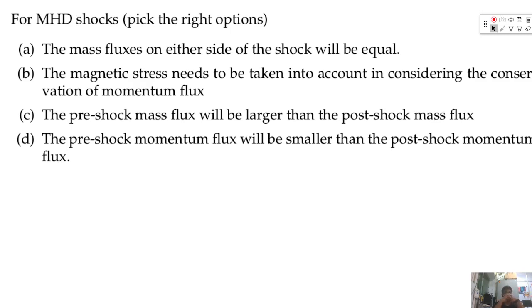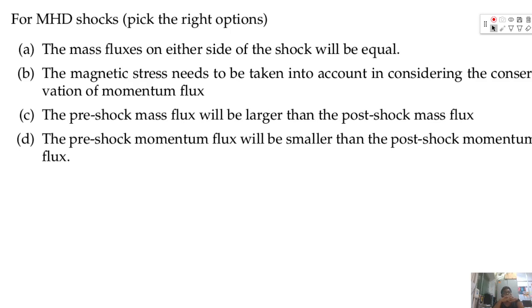Now for MHD shocks, the mass fluxes on either side of the shock will be equal. That is the truth, right? Mass flux will be equal. Magnetic stress needs to be taken into account in considering the conservation of momentum flux. When there is no magnetic field, we should not worry about the magnetic stress. But here you have a magnetic stress, which depends on the J cross B term. You should take it into account when you are considering MHD shocks and the difference in properties in the shocked and unshocked regions.